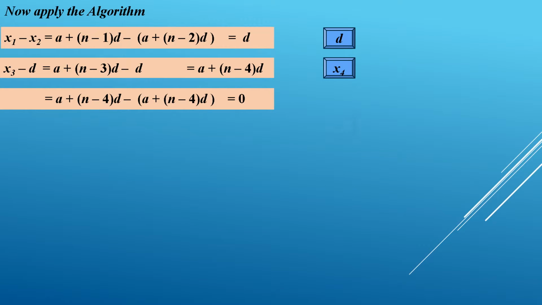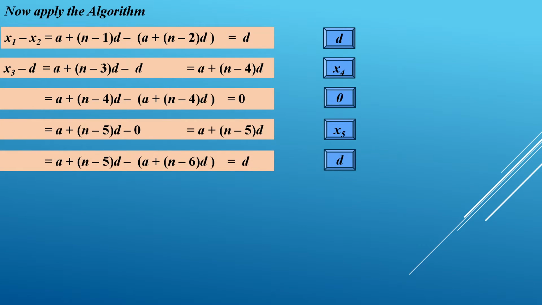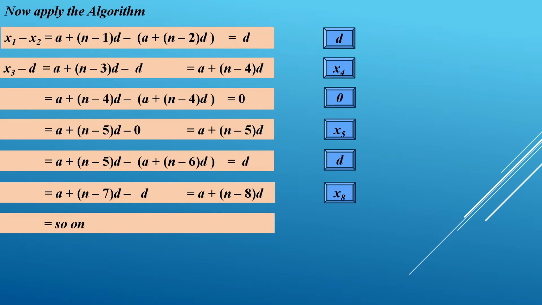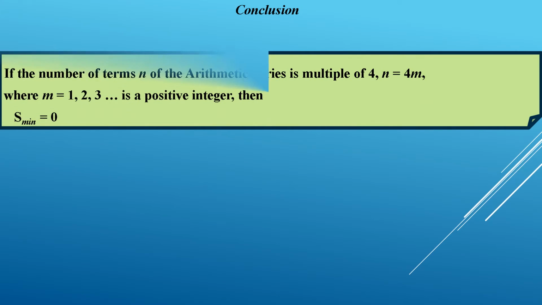The next one becomes 0, certainly. The next one, following the same steps as we introduced, becomes the fifth term, and the next one becomes d again, and the next one becomes the eighth term, and so on. No need for writing all of them. So now from here we can get to a pattern of the solution, which we call the general solution, in this conclusion. So what is this conclusion?